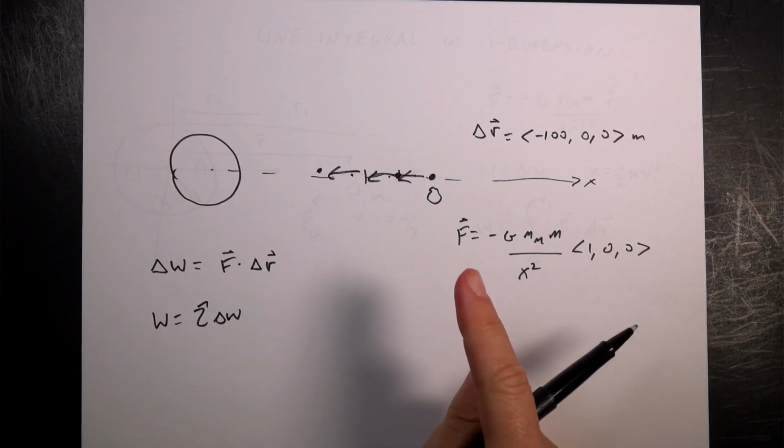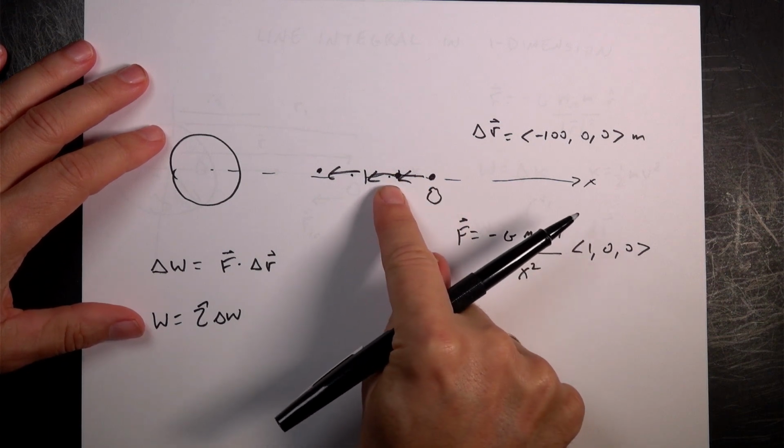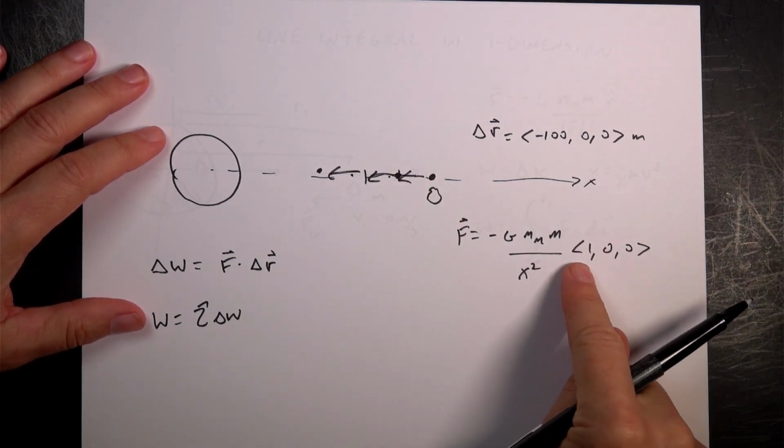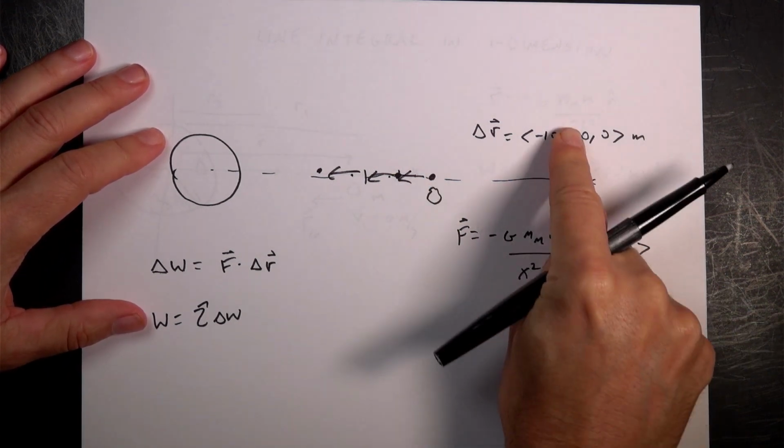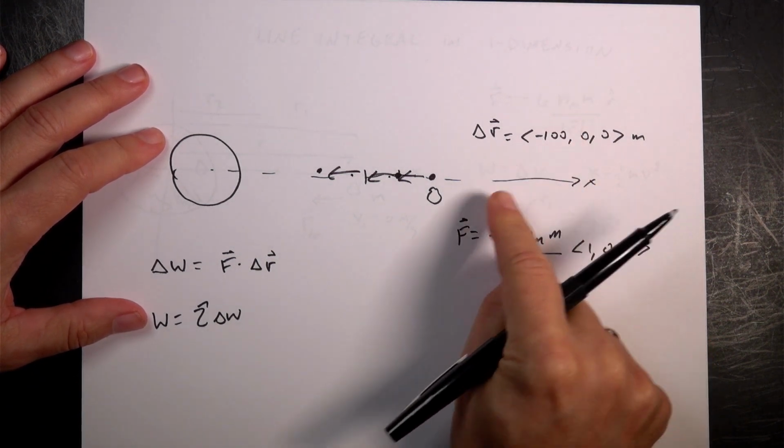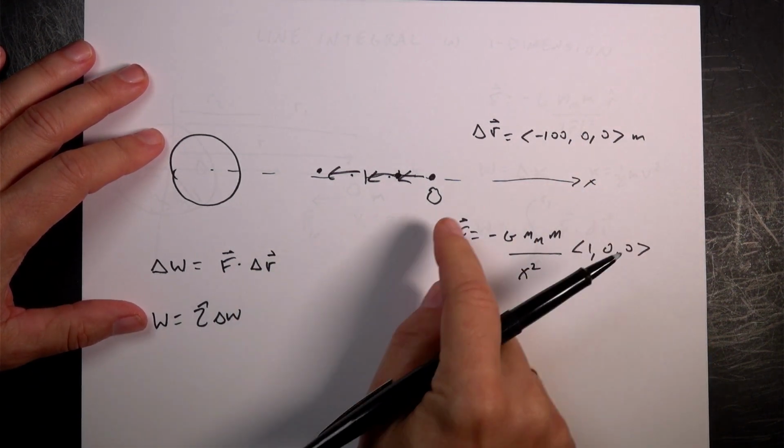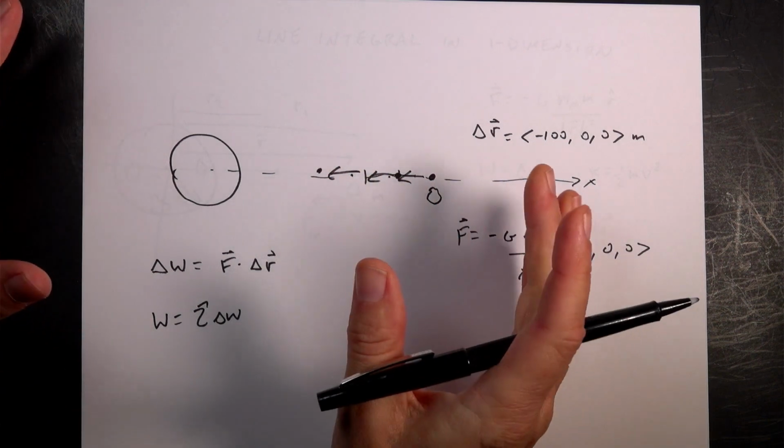A couple things we can look at. One, is work positive? In this case, it should be, right? Because this is a vector in the negative x direction, and this is a vector in the negative x direction. So when I take the dot product, that should be positive. And that means that the speed is increasing. So that's good.